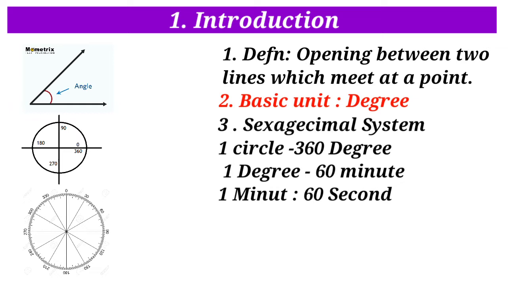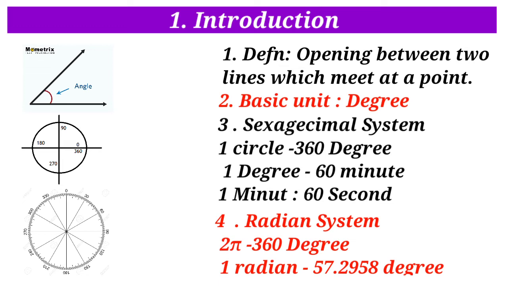An alternative method of defining angle is based on the relationship between the radius and arc of a circle. It is called a radian. A radian is defined as the angle subtended at the center by an arc of a circle of a length equal to its radius. It is more widely used in mathematical investigation. 2 pi radian is equal to 360 degrees, which gives 1 radian equal to 57.2958 degrees.